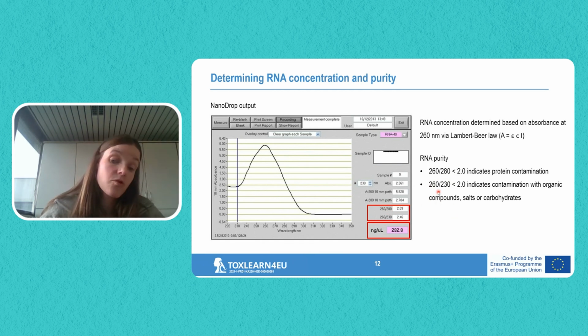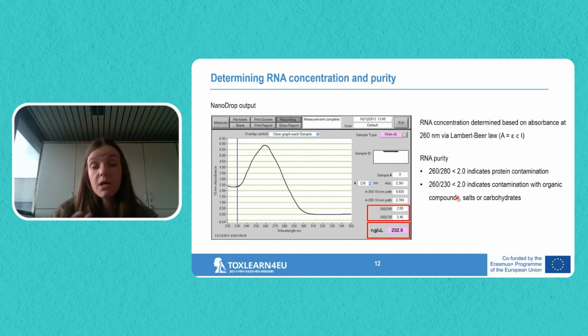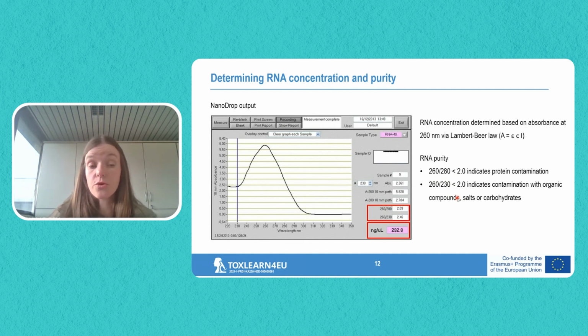In addition, the nanodrop also calculates a 260 over 230 ratio. And when this value is lower than 2, this means that your sample is likely contaminated with other compounds like organic compounds, salts, or carbohydrates. So these are usually components from the lysis buffer that might be left in your sample. And again, when this value is too low, this might cause problems later on, as these components can inhibit PCR reactions.